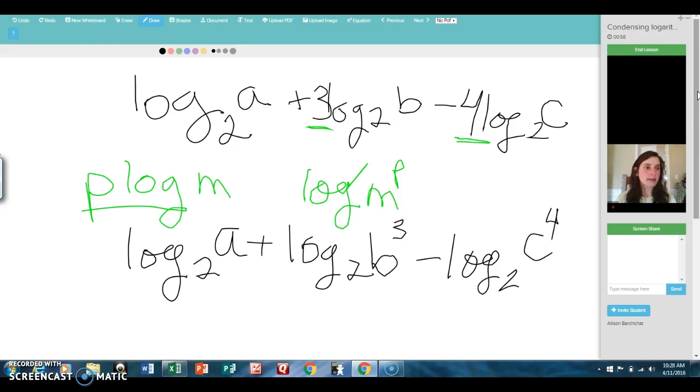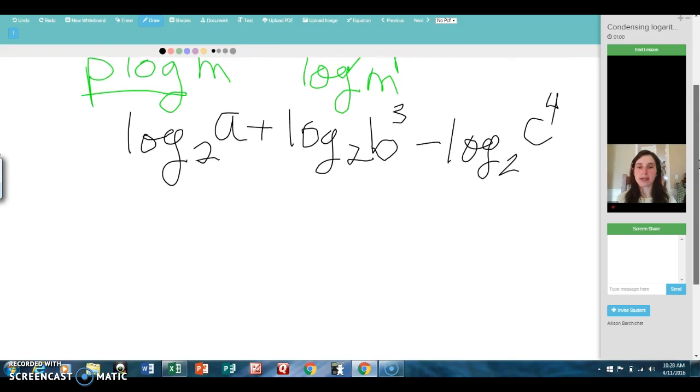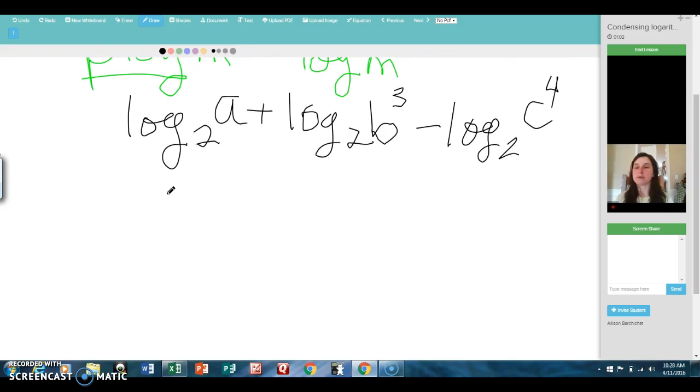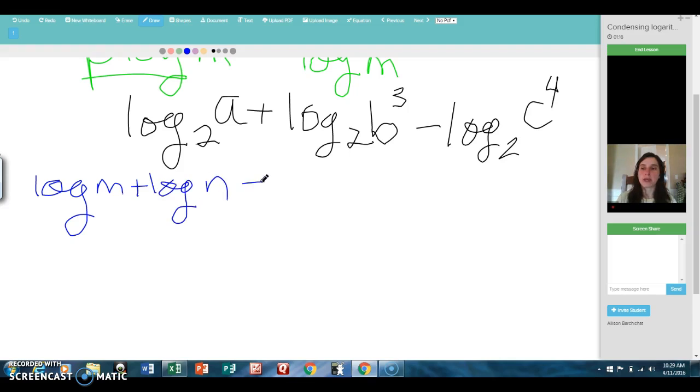All right, the next thing that we're going to do is use our formulas for dealing with adding and subtracting terms. So I'm talking about this one. When we have two logs that we're adding with the same base, like this, then we can multiply their arguments, the m times the n. That is a multiplying right there.